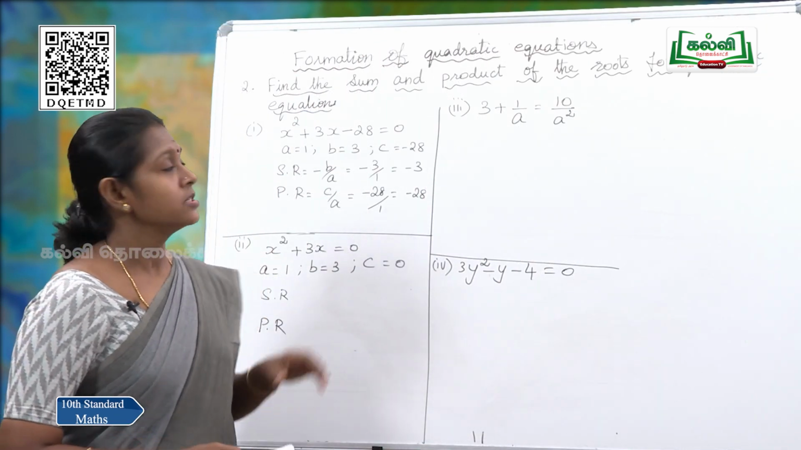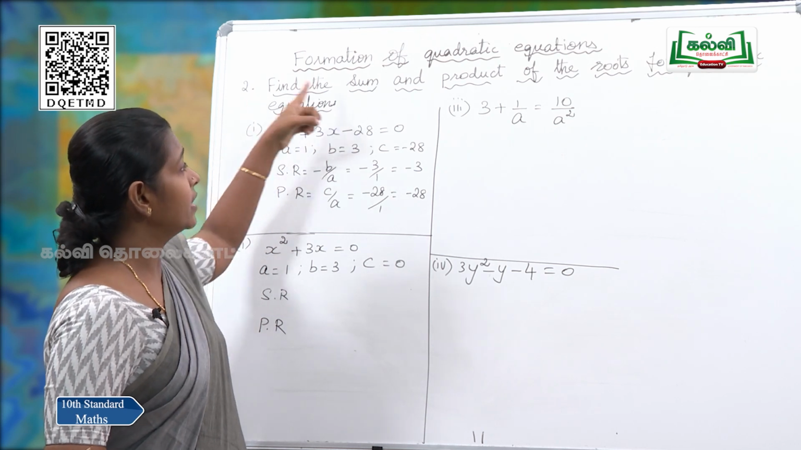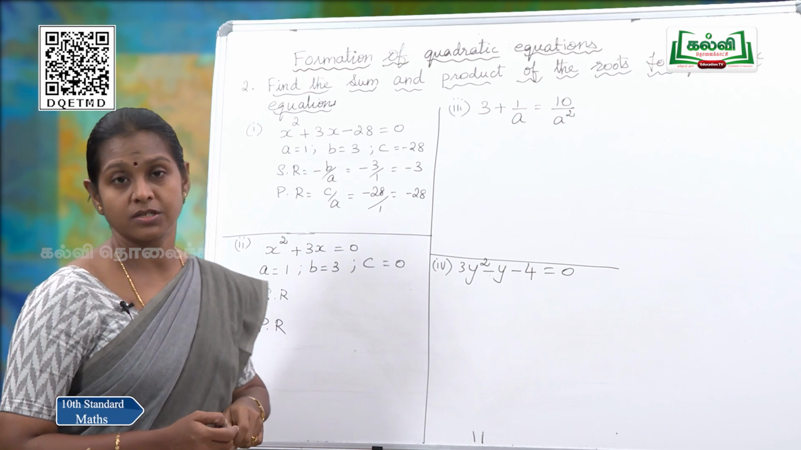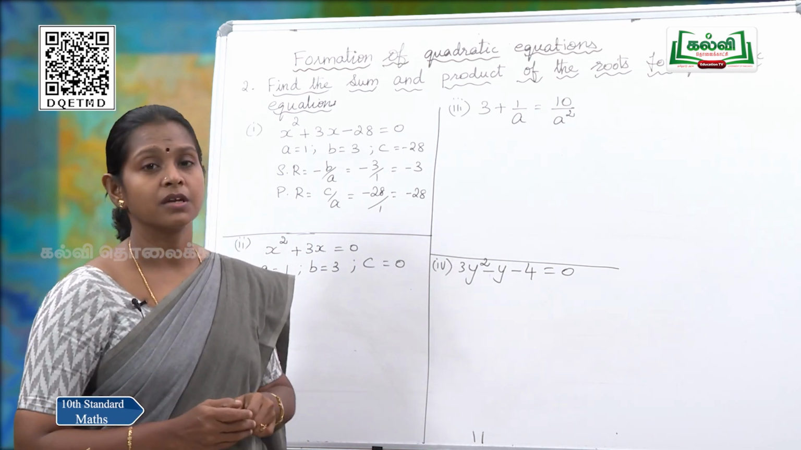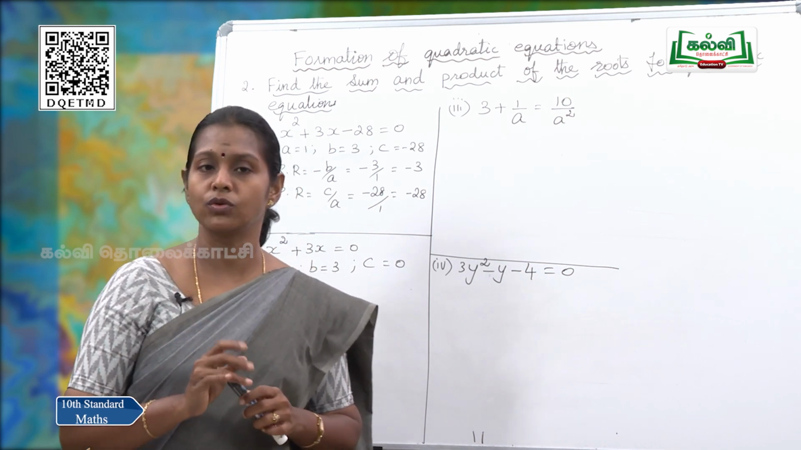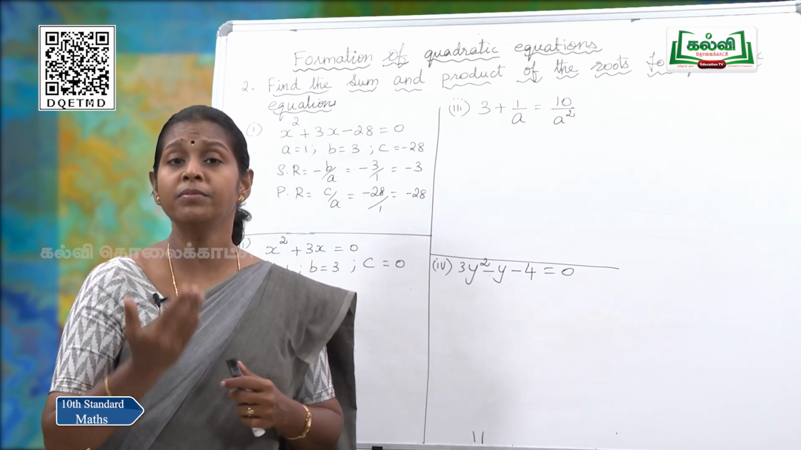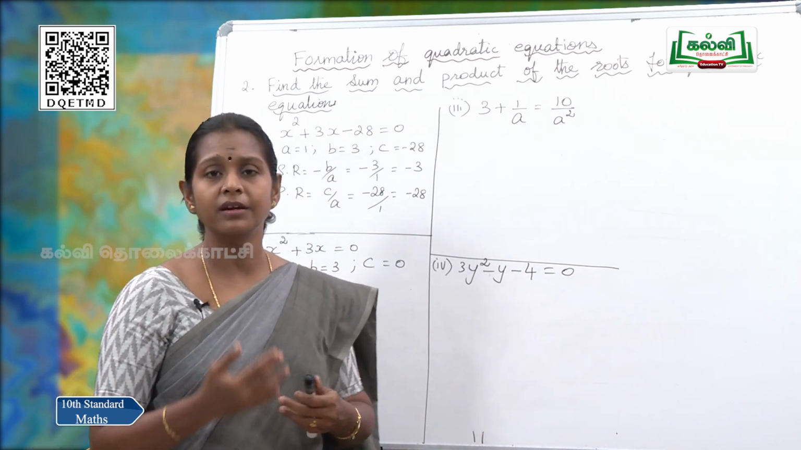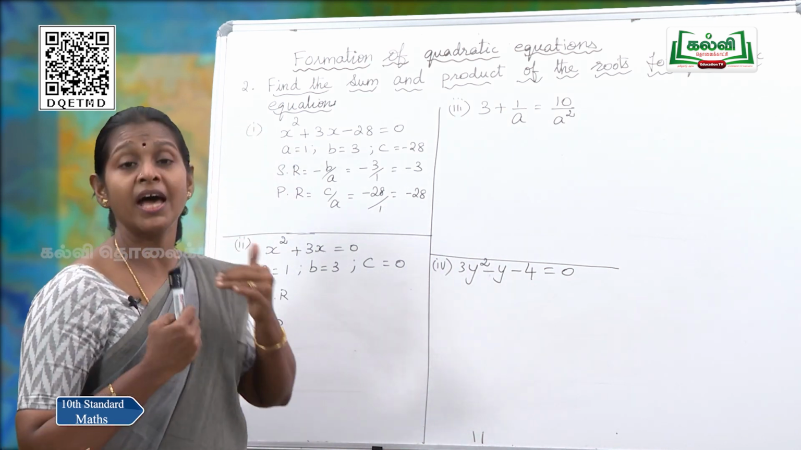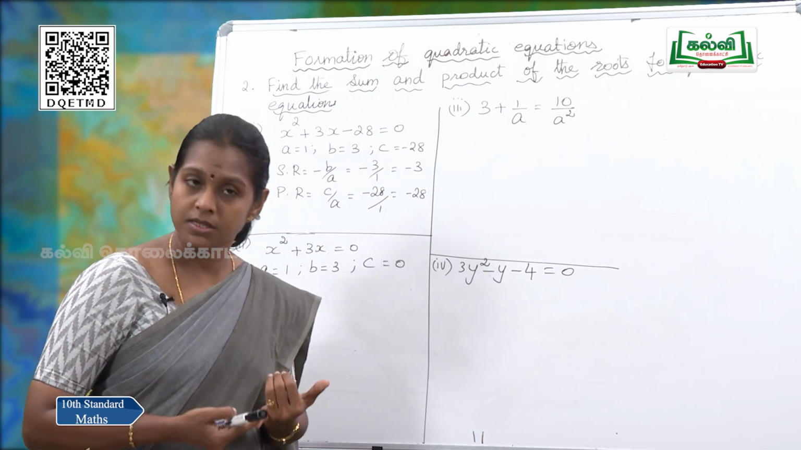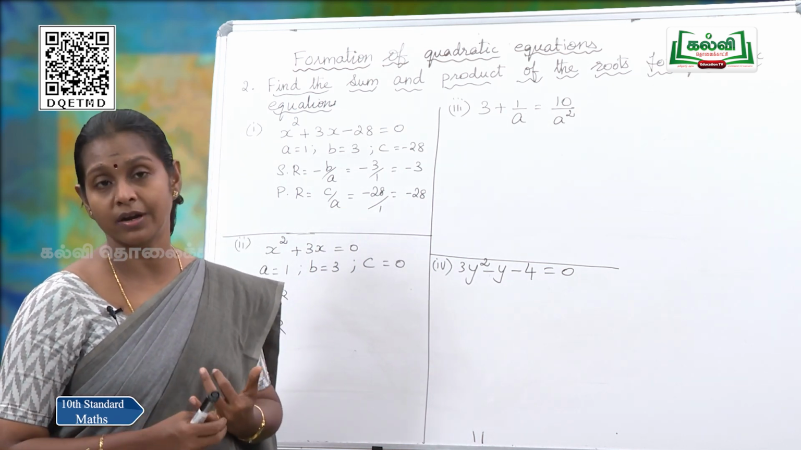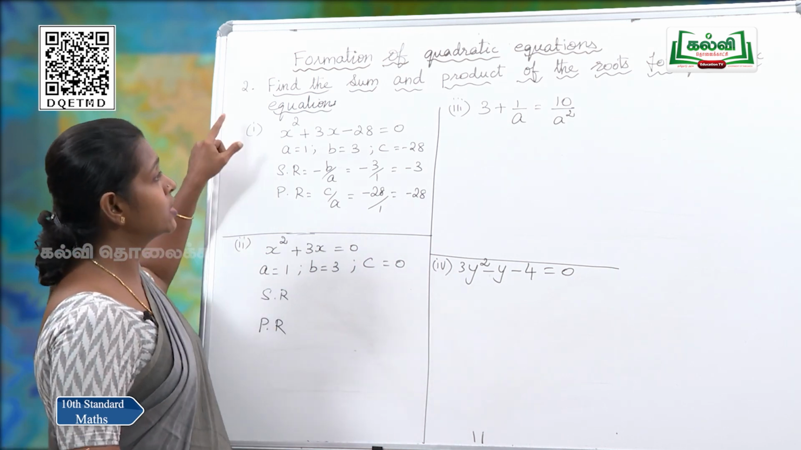Now, see those questions. Find the sum and product of the roots for quadratic equations. In the previous questions, the equation was not given; the sum of the roots and the product of the roots were given, and we framed the equations. But here it is the reverse process. The equations are given, and we have to find the sum of the roots and the product of the roots from the given quadratic equations. So, that is what the questions ask.